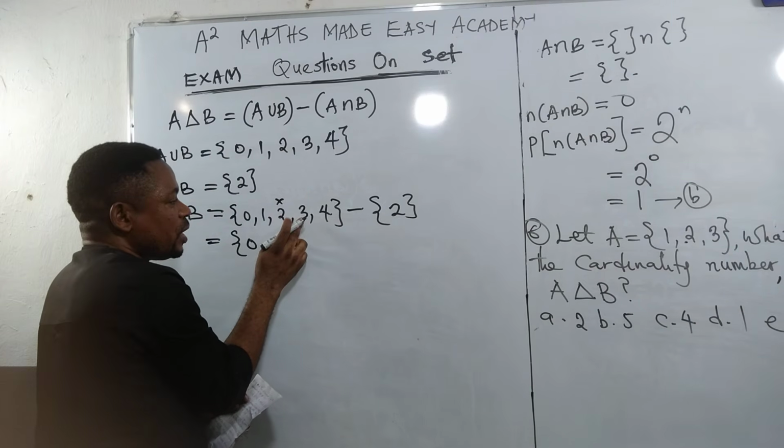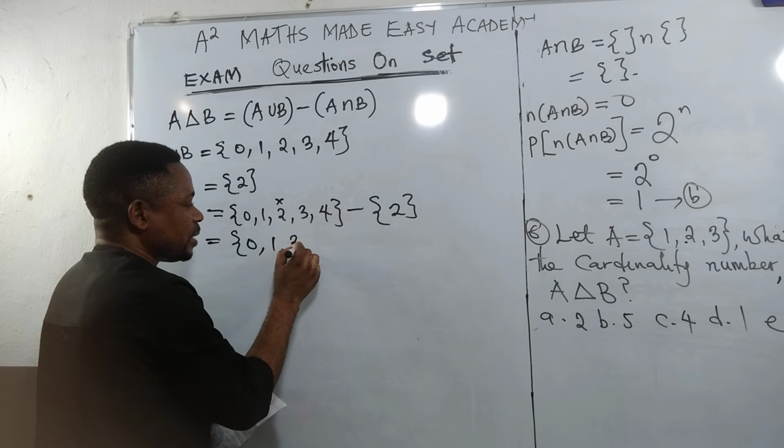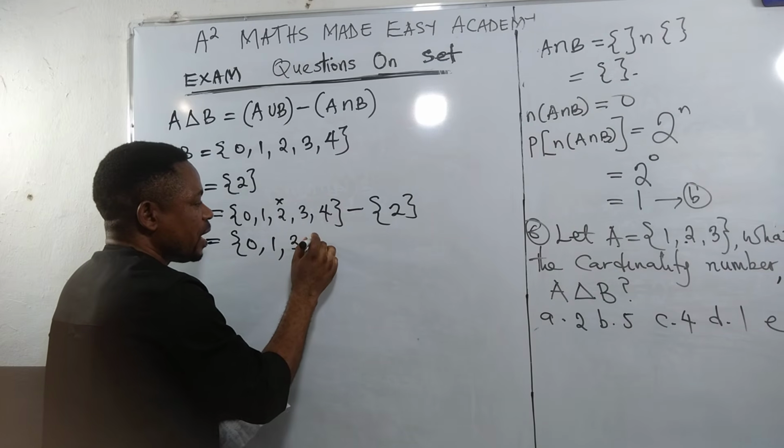Let's conclude. Now this is 3, right? Is 3 here? No. Accept. Now what is here? 4. Is 4 here? No. Accept.